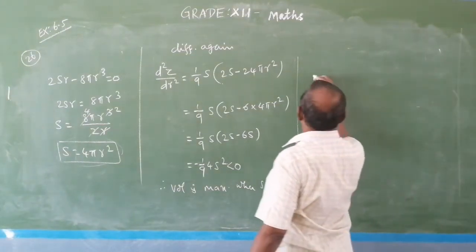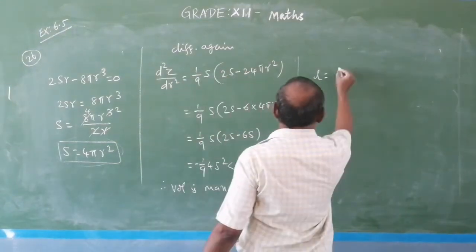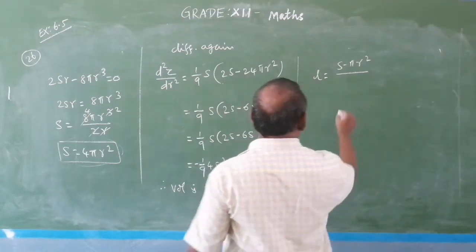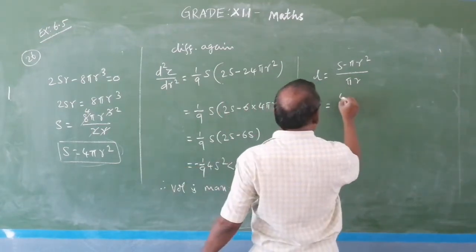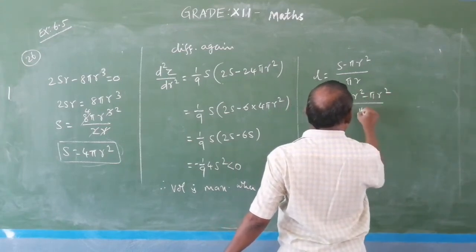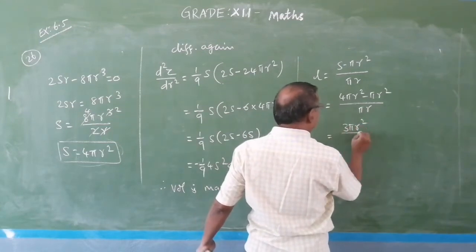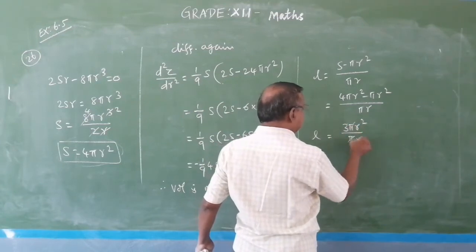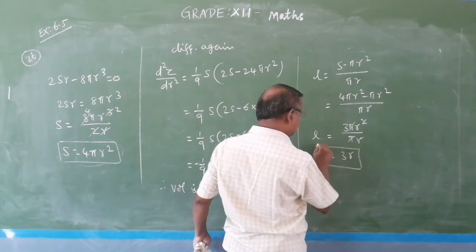Now we have L equal to S minus pi r square divided by pi r. Substituting S value, that is 4 pi r square minus pi r square divided by pi r, that is equal to 3 pi r square divided by pi r. Pi cancels, so L equal to 3r.